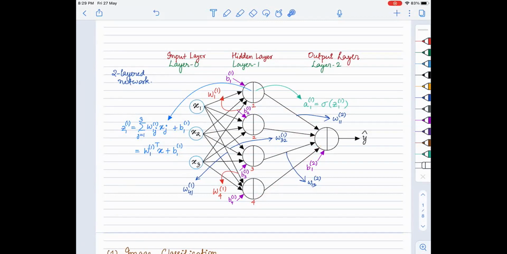Now, the point is, aren't all the neurons doing the same thing? Then why do we have multiple neurons? It seems like all of them are doing a similar kind of thing. Then what is the point of having multiple neurons?